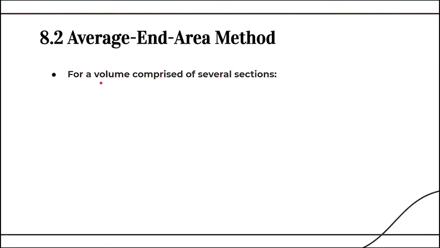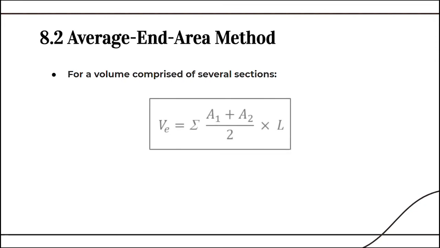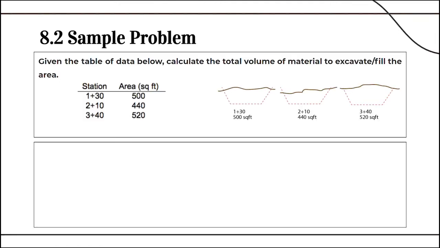If the volume that is given is comprised of several sections, we can solve this by summing up the average end area volume of each section, so the equation becomes V is equal to the summation of (A1 plus A2) over 2 times the horizontal distance L. To understand this further, we have another sample problem which states that, given the table of data below, calculate the total volume of material to excavate/fill the area.